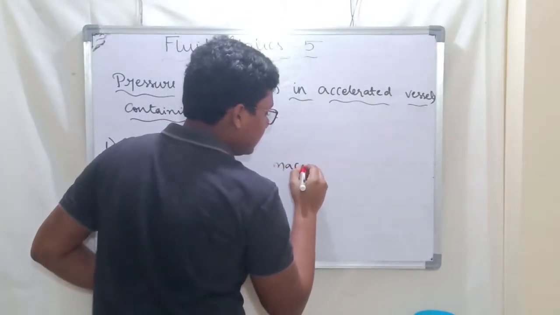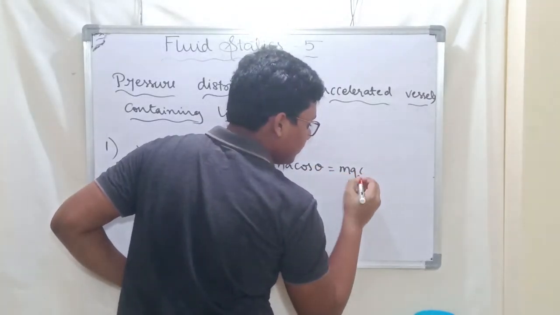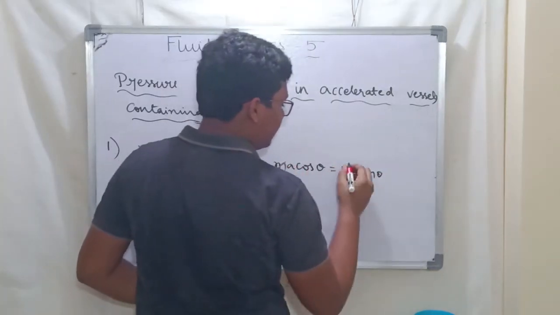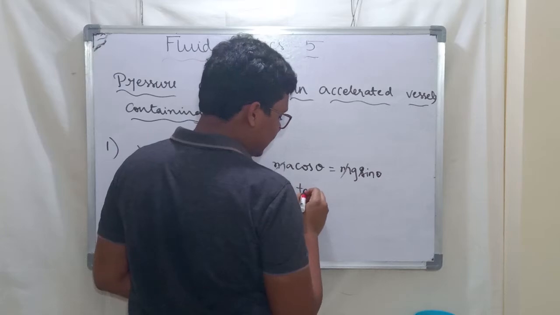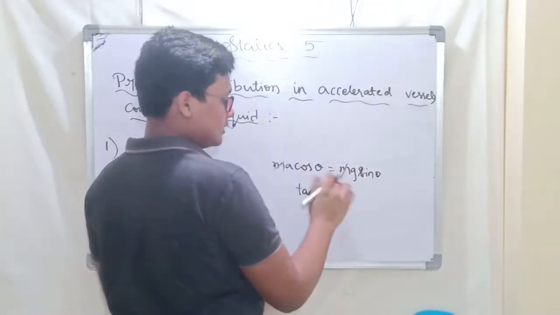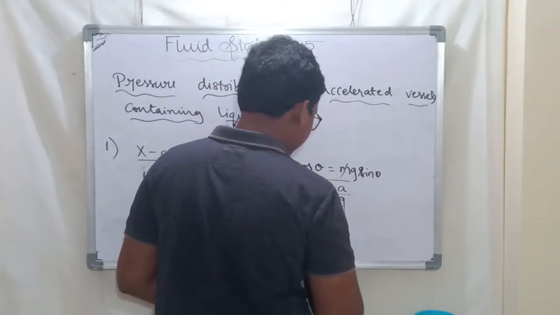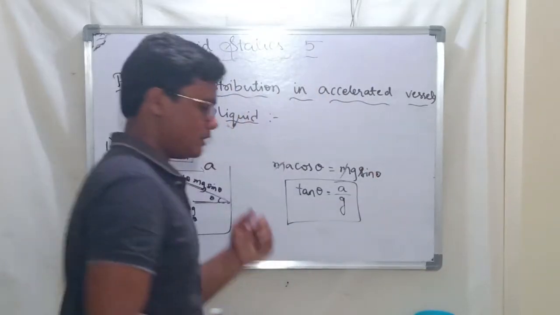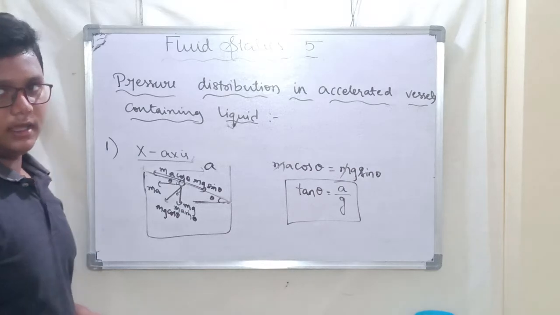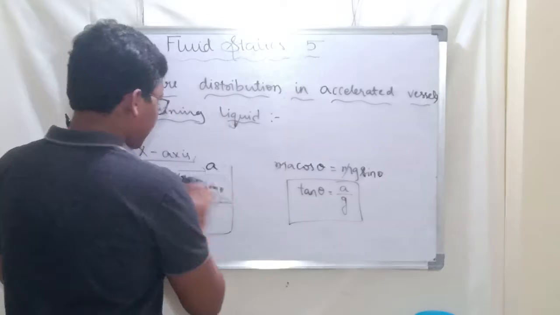Ma cos theta is equal to mg sin theta. M and M get cancelled. Sin theta by cos theta is tan theta, and this is equal to A by G. This is the result we needed, and we got it. And theta is tan inverse of A by G. Now, in a closed vessel, I will explain that afterwards.